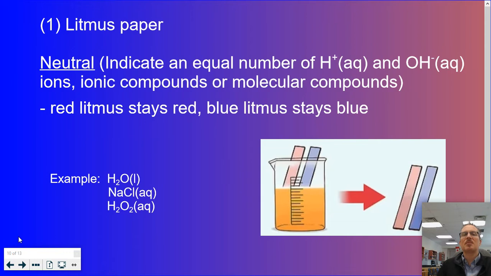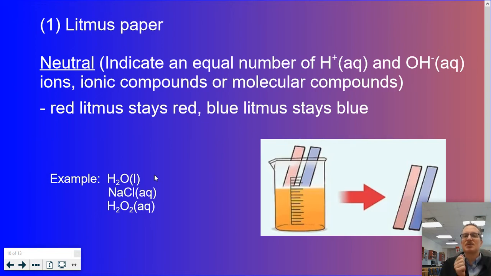The third item we can test with litmus paper is neutral substances. Neutral substances occur if you're one of three things. One, you have an equal number of hydrogen ions and hydroxide ions. A perfect example of this would be water. Water has one hydrogen ion and one hydroxide ion. So it has one of each, therefore it balances out.